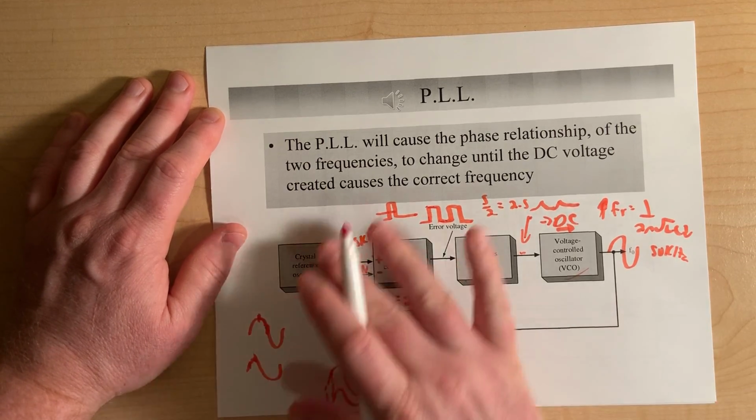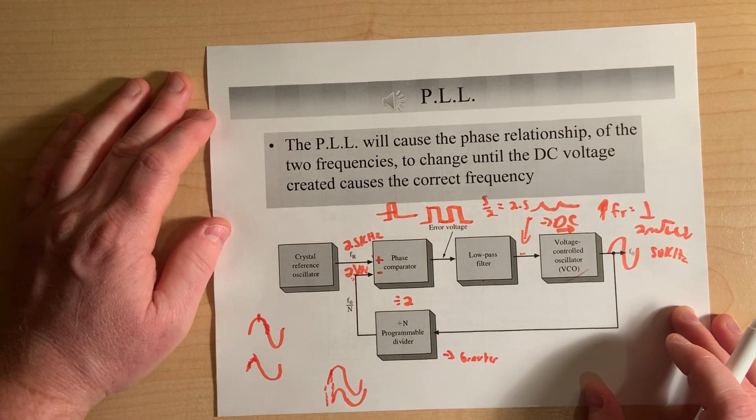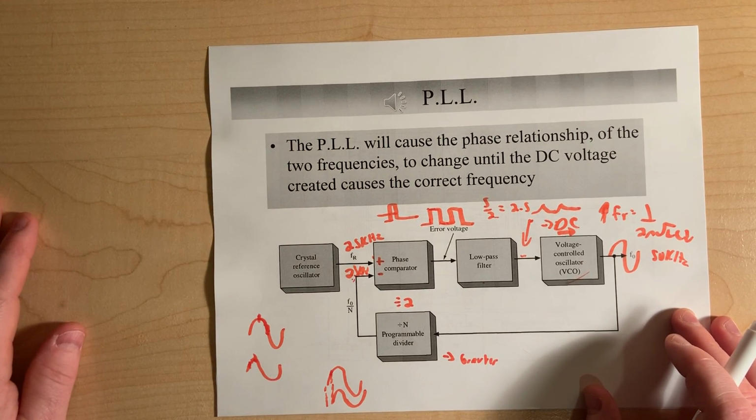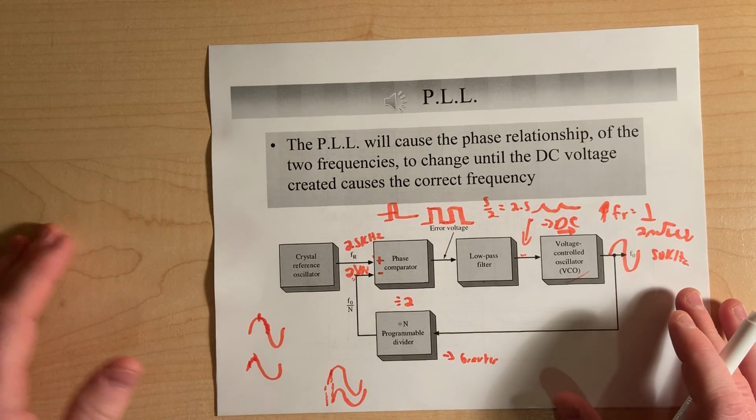And that's essentially how the phase lock loop works. In my next video, we'll talk about how it actually applies in the KY92.